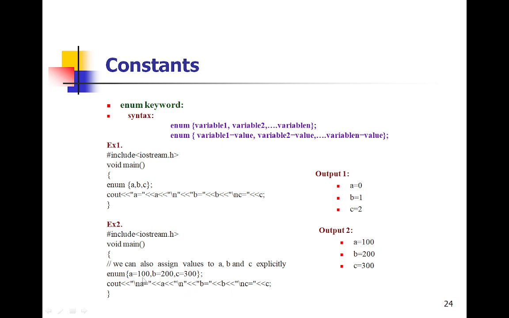So by default it will be considered as 0, 1, 2, and if we have initialized any values for those members, they will be displayed; otherwise it will increment the value by 1 and display it.